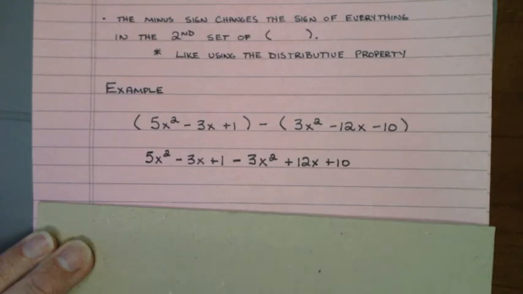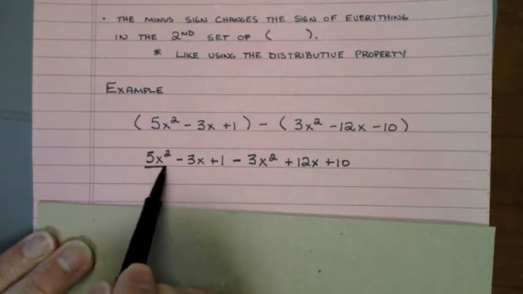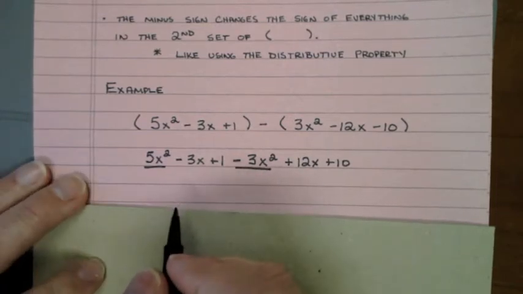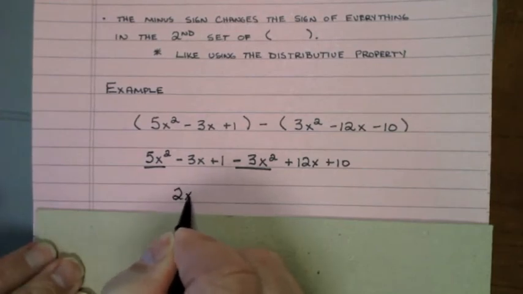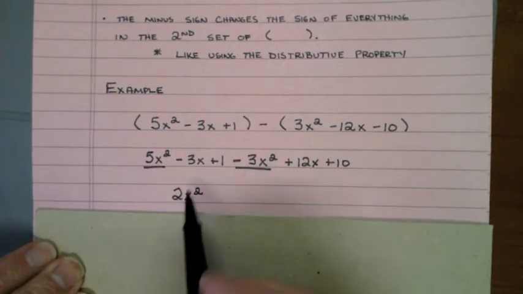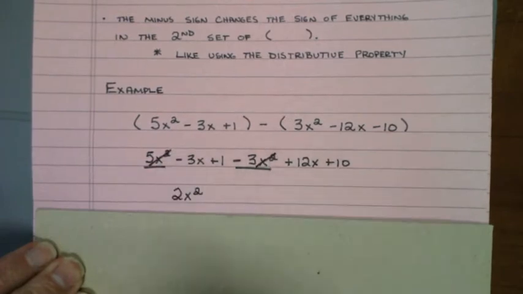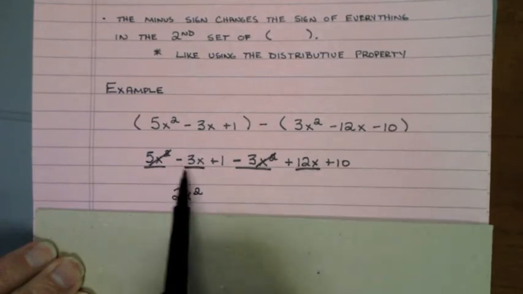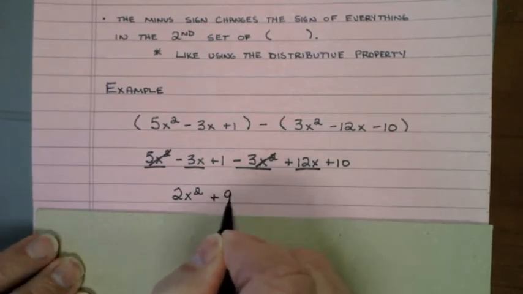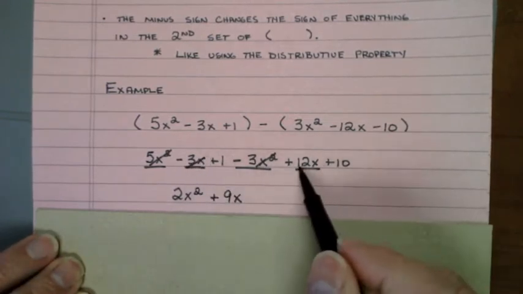Now I simply combine things together that go together. I need to look for something else that has an x squared. That would be negative 3x squared. Combine those two together, 2x squared. 5x squared and negative 3x squared give me 2x squared. I need to find something else that has an x. This has an x. Negative 3x and positive 12x put together, positive 9x. I combine my x's together.